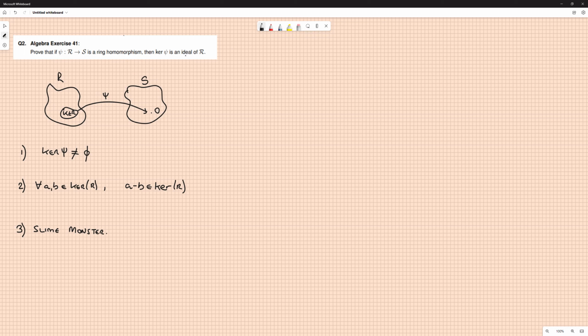In order to prove that anything is an ideal, there are 3 tests. The first test is that it needs to be non-empty. Rings always have an additive identity, and under a ring homomorphism the additive identity maps to the additive identity. So within this kernel we would have 0_R, which maps to 0_S, the additive identity of S. That one is proven immediately, just by the fact that it's a homomorphism.